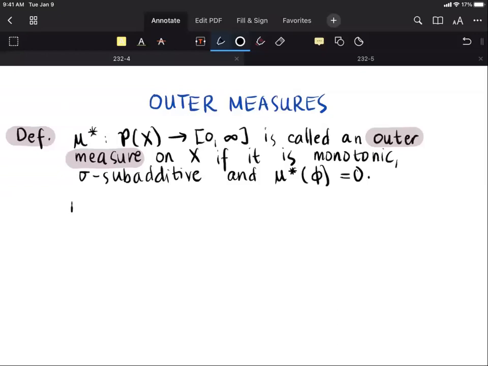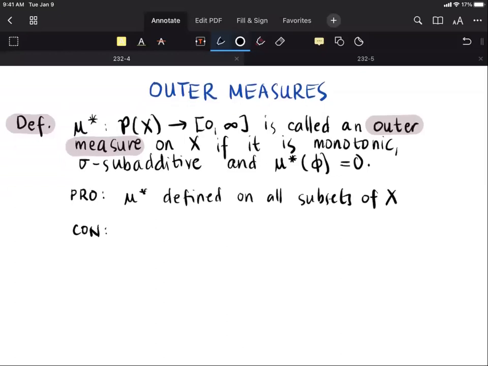What is the advantage? Well, you know that the power set of X is always a sigma algebra on X. So the advantage of this is that mu star, the outer measure, is defined on all subsets of X. However, the disadvantage is that mu star is not additive, and hence not sigma additive.